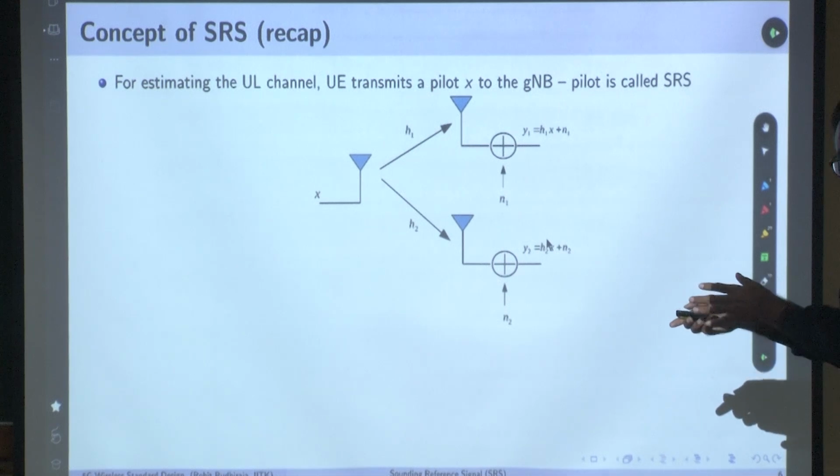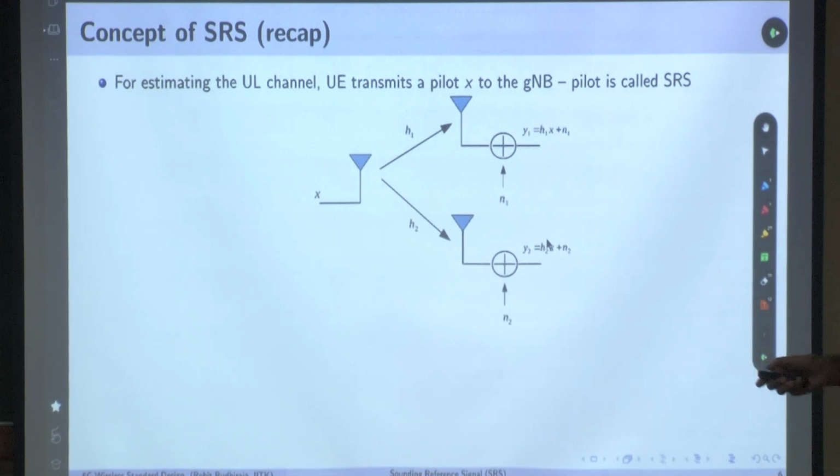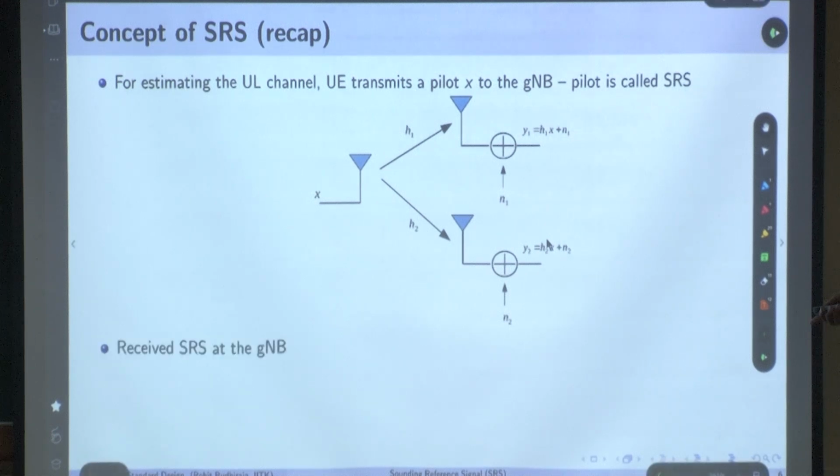This is a simple example wherein we are doing it over a single subcarrier. This pilot is transmitted and received here over 2 antennas. I'm not even talking about multiple SRS ports; this is only a single SRS port. So this SRS is transmitted. Then for our first antenna, you get y1 = h1x + n1. These are two systems of equations: y1 = h1x + n1, y2 = h2x + n2, where the channel gets multiplied by x.